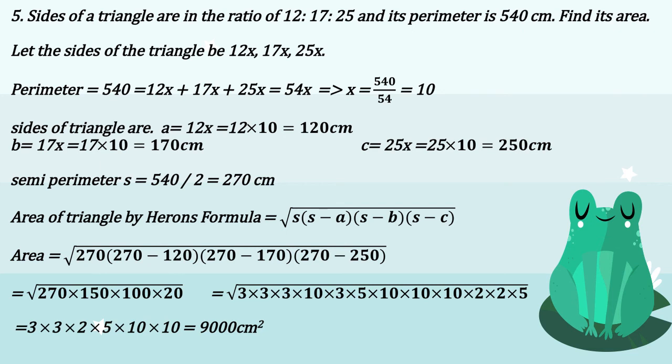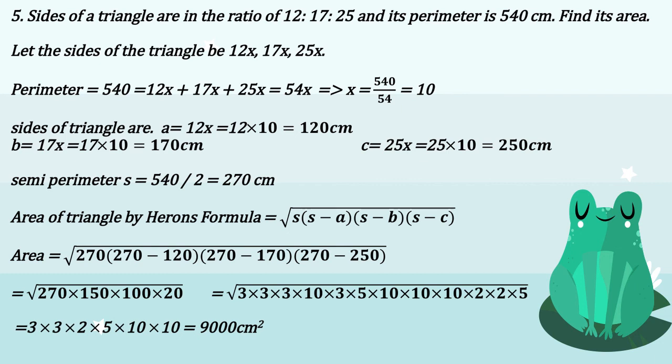Now I will put this value of x in the lengths of the sides that I am given. So my first side A is equal to 12x, which is 12 into 10, which is 120 centimeters. My second side is 17x, so I will write 17 into 10. This is 170 centimeters. Now the third side is C, which is equal to 25x. Means I will write it as 25 multiplied by 10. So this is equal to 250 centimeters.